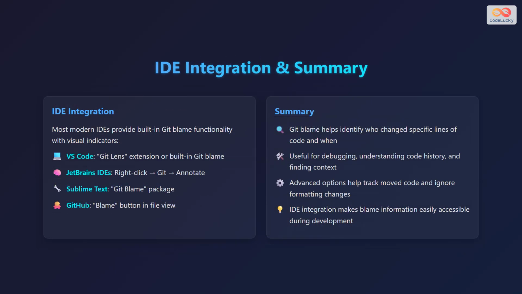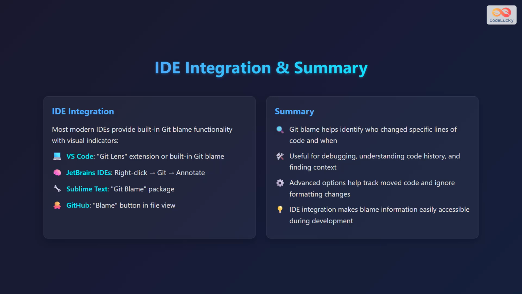Most modern integrated development environments, or IDEs, provide built-in Git Blame functionality with visual indicators. For example, in Visual Studio Code, you can use the GitLens extension or the built-in Git Blame feature. In JetBrains IDEs, you can right-click, select Git, and then Annotate. In Sublime Text, you can use the Git Blame package. And on GitHub, you can find the Blame button in the file view.